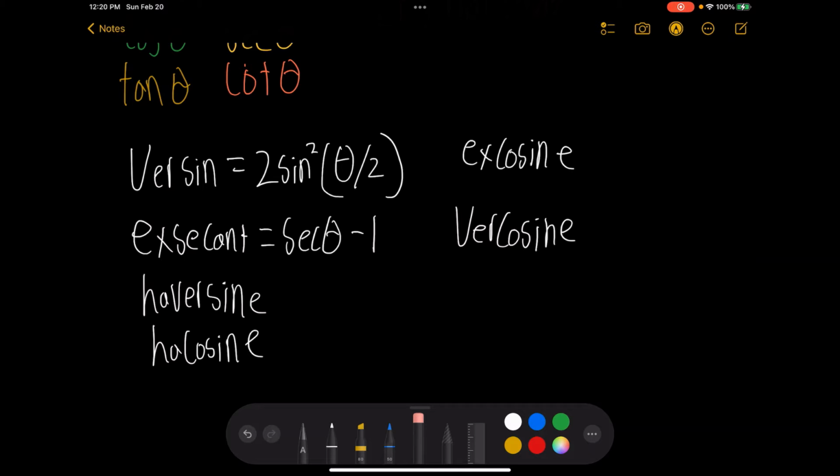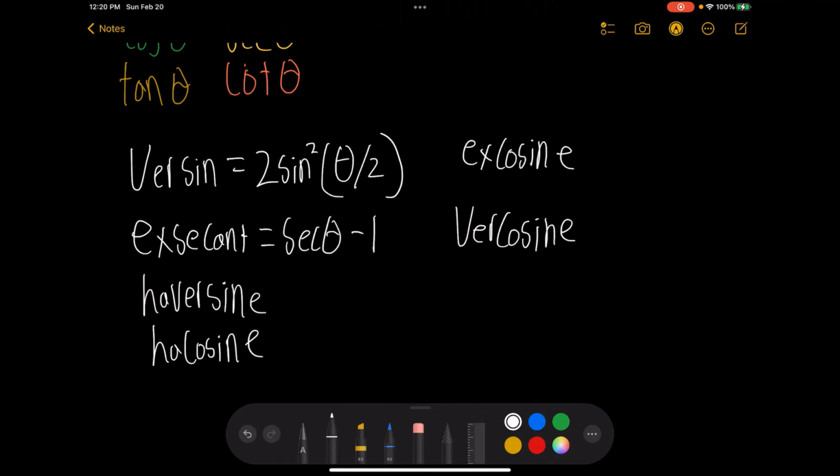Now you must be panicking, thinking that there are so many more functions than you could ever imagine. What do all these new ones mean? What's a haversine? What does ver even mean?